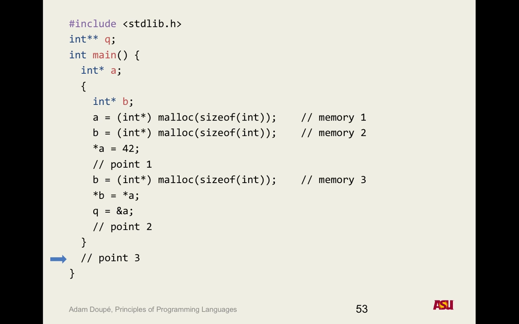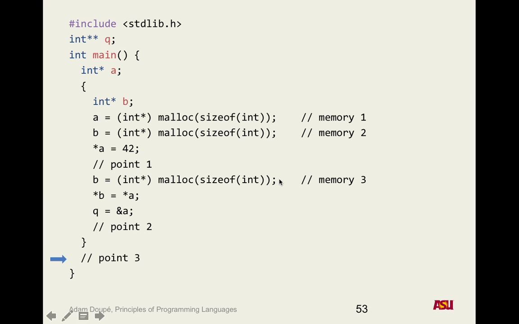Remembering when we freed memory 2 and 3, why not 1? Yeah, because A has the address of 1. So by accessing star A, we can get to memory 1, whatever was returned by this malloc. But this malloc went away already, right? We lost our reference to that. It became garbage when we assigned B to this one. But now B was just deallocated. So now we have no way of accessing memory 3 that was allocated here. So now that's gone.